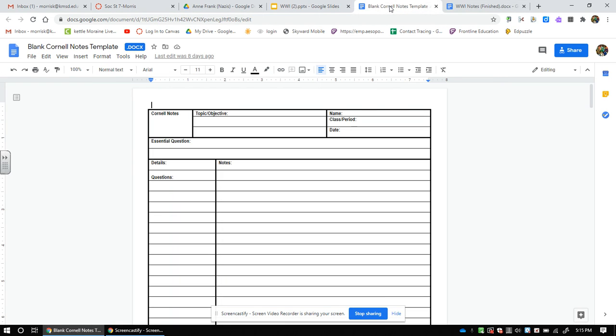So I'm going to go to my template, and I'm going to type in World War I right here. Your name, I'm going to put Kurt Morris right here. You put your name. The class period, social studies, whatever period I have you, and the date, whatever today's date is. So once again, World War I goes here, your name here, class period, date. You've done this before.